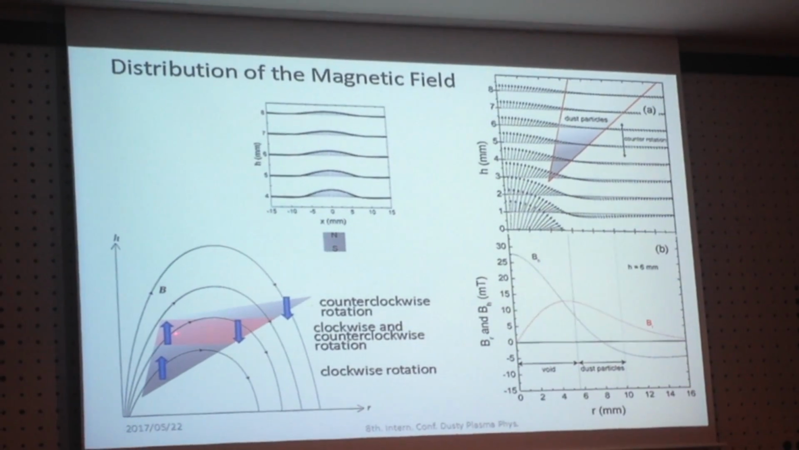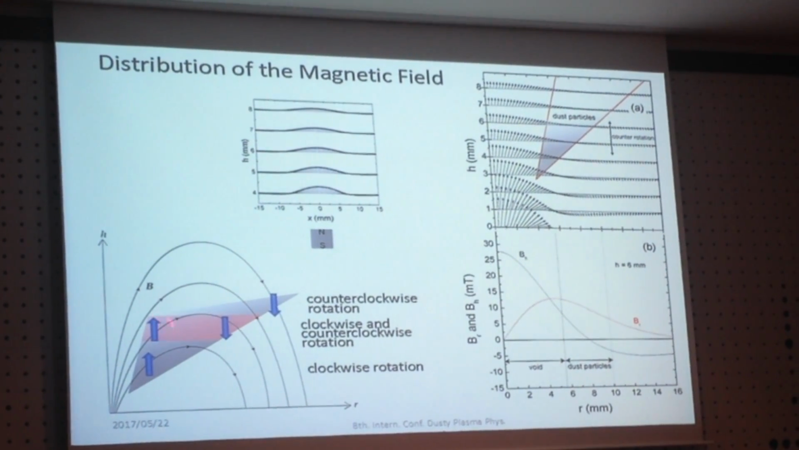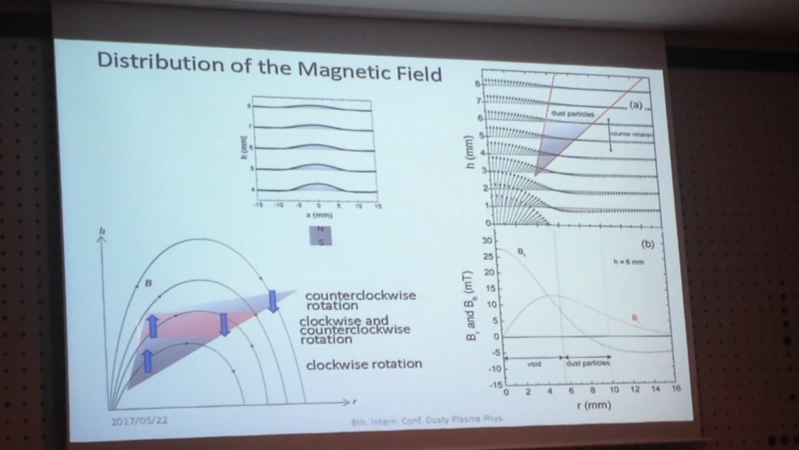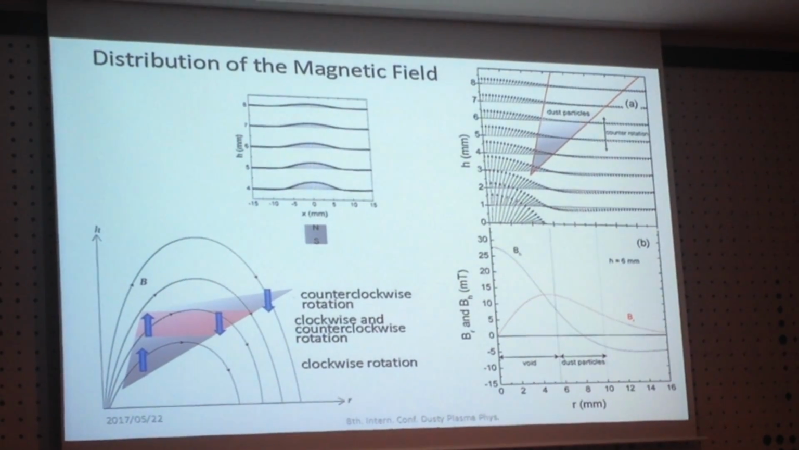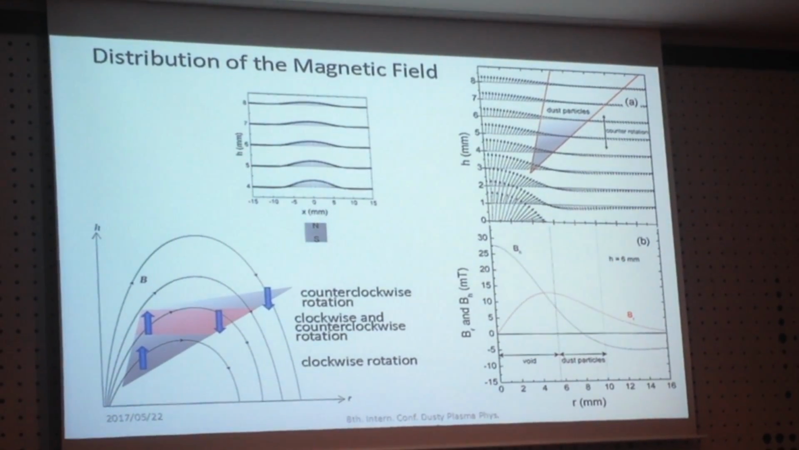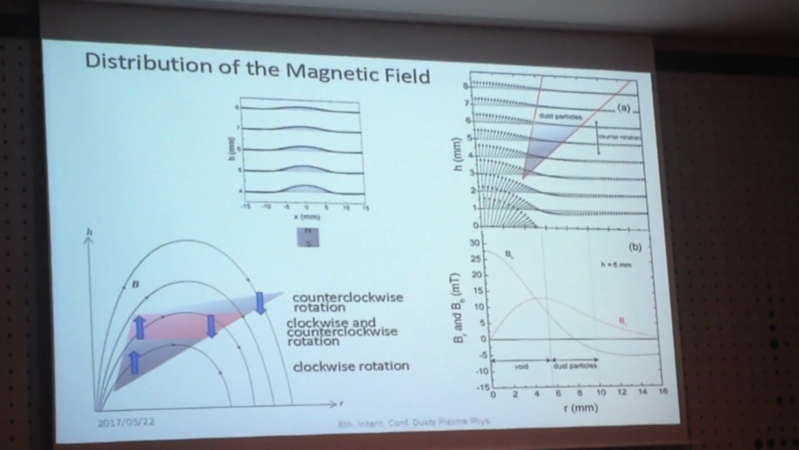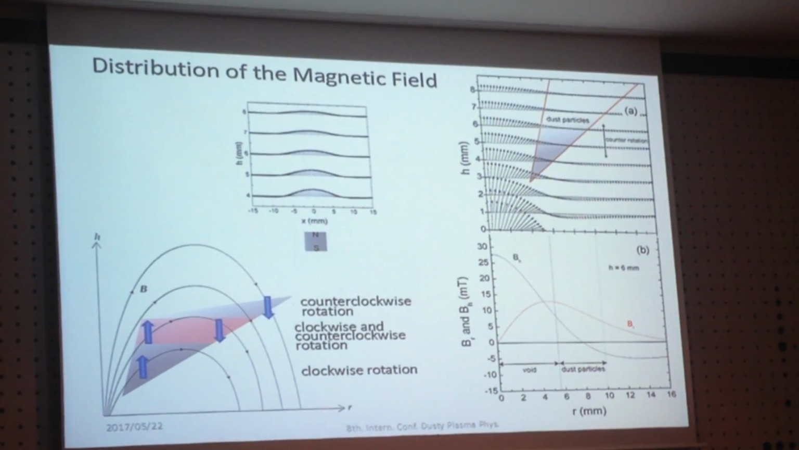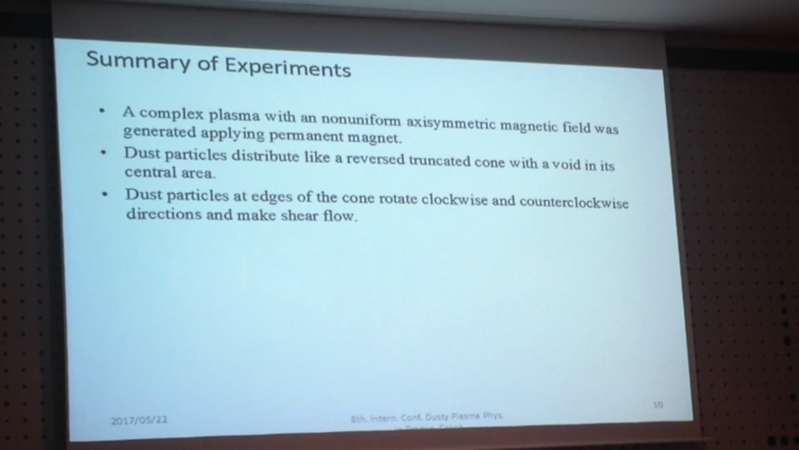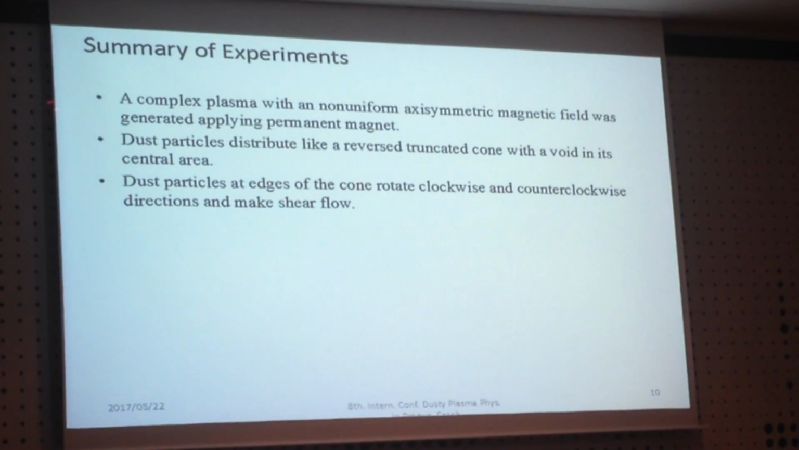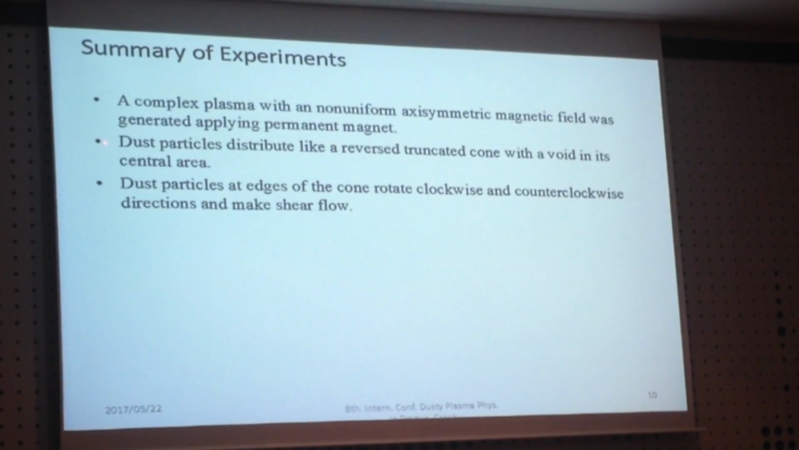And we can see that clockwise rotation is the part here, and counterclockwise rotation is here. The direction of the dust particle rotation is probably related to the magnetic field direction. So we must summarize the experimental result like this.